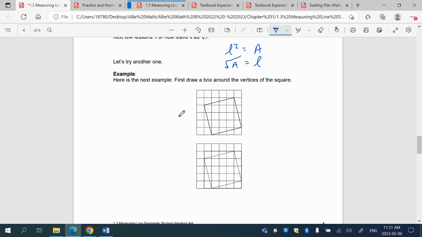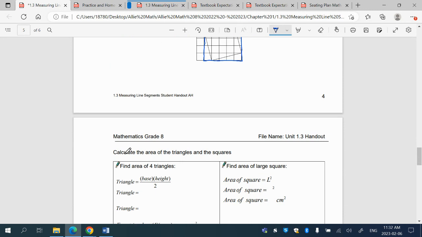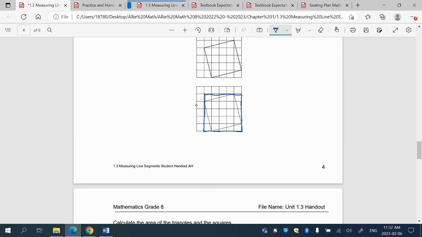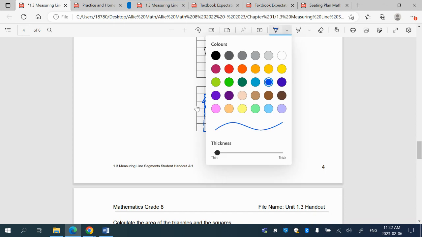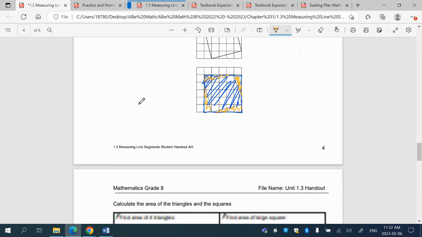Here's the next example. First, draw a box around the vertices of the square. So I've got the starting square here. Now this is with the square drawn around the outside. So remember, there's a square that touches all of the vertices or corners of our other square. Now we need to calculate the area of the triangles and the square. So we've got to figure out the big picture here, the whole square, and we have to calculate those triangles right there. So that's our next two steps.